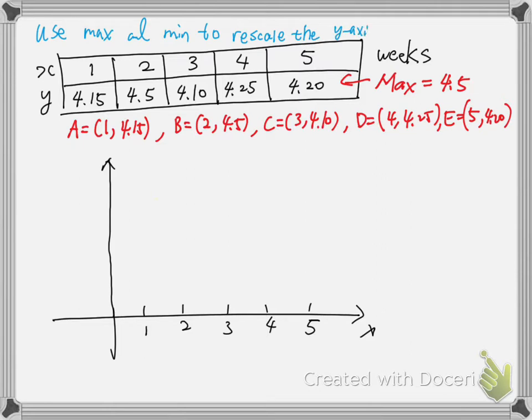Use maximum and minimum to rescale the y-axis. So maximum we know is 4.5. What is the minimum? Minimum of this second row is 4.10, right? Okay, 4.10. So now we will put maximum at the top of y-axis, 4.5, and we will put minimum just a little bit above 0 on the y-axis.